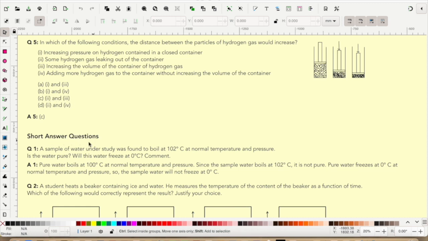Short answer questions. A sample of water under study was found to boil at 102 degrees centigrade at normal temperature and pressure. Is the water pure? Will this water freeze at 0 degrees centigrade? Comment. Answer is, we know that pure water boils at 100 degrees centigrade. Since this sample of water is boiling at 102 degrees centigrade, so the water is not pure. Pure water freezes at 0 degrees centigrade. Since this water is not pure, so it will not freeze at 0 degrees centigrade.